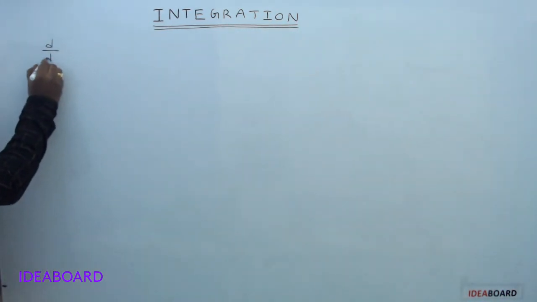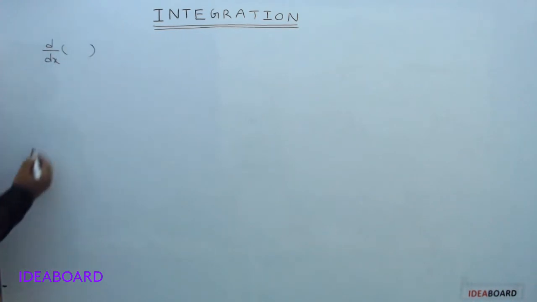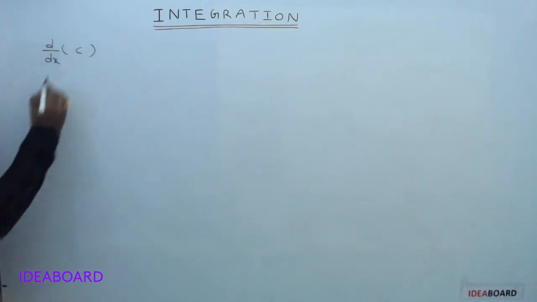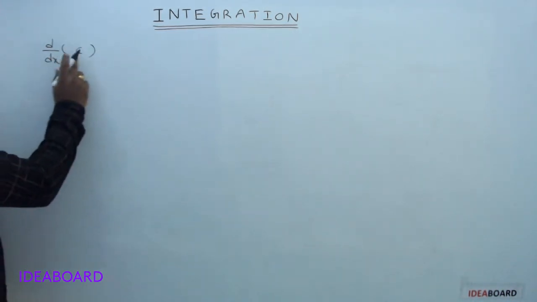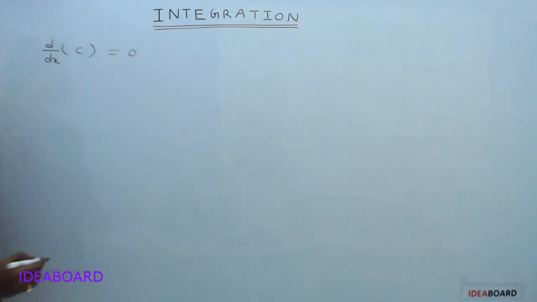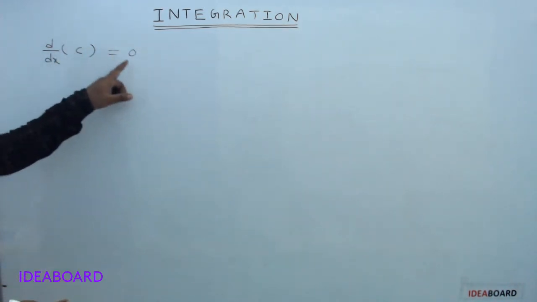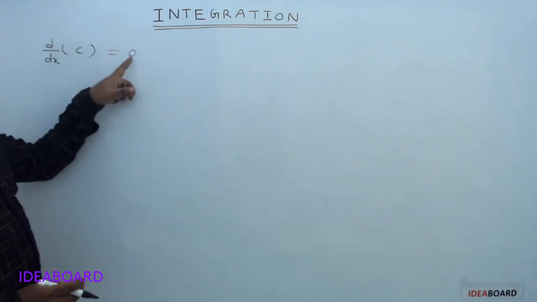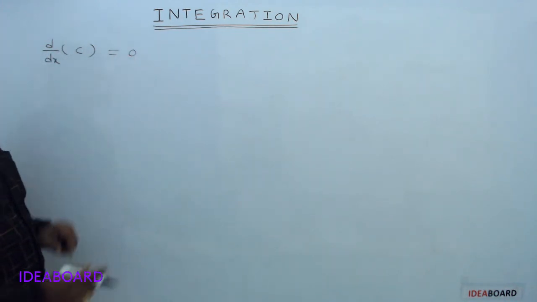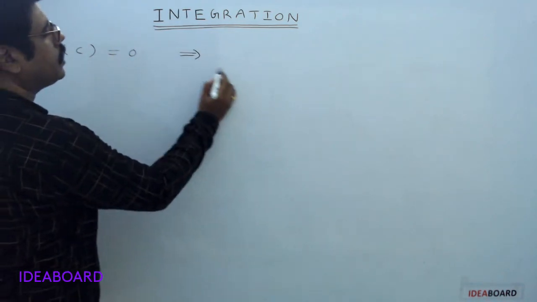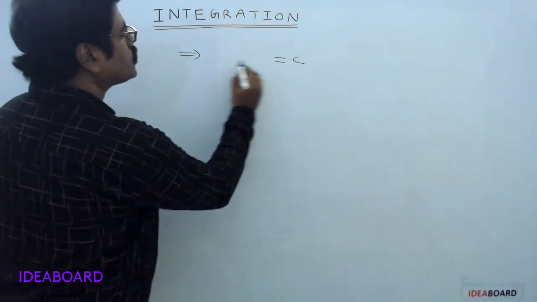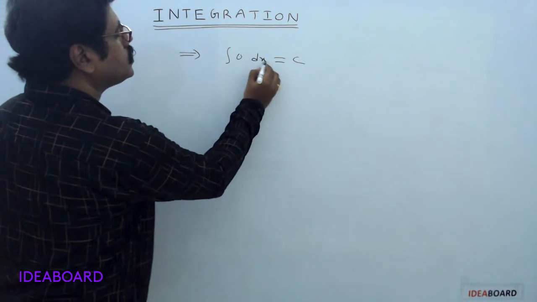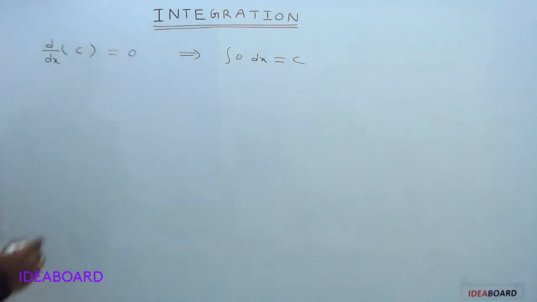The derivative of any constant term is 0. Suppose C is a constant term, derivative of C is 0. If derivative of C is 0, then this C is called integral of 0 with respect to x. It can be written as C equals integral 0 dx.